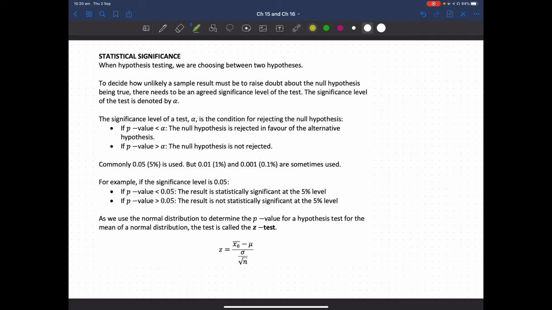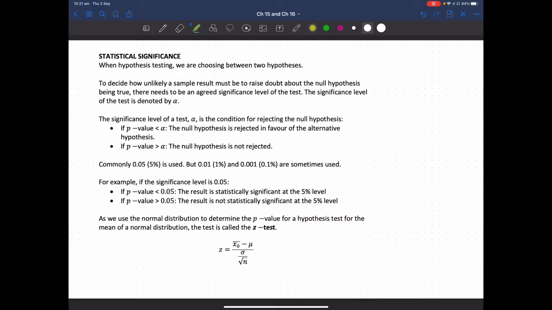Now we're going to discuss statistical significance. So when we're doing hypothesis testing, we're choosing between two hypotheses, the null hypothesis and the alternate hypothesis. So when we're taking a sample, this is considering the result of the sample compared to the population. So does the result of your sample raise doubts about the null hypothesis? Now remember, the null hypothesis is that there has been no effect.